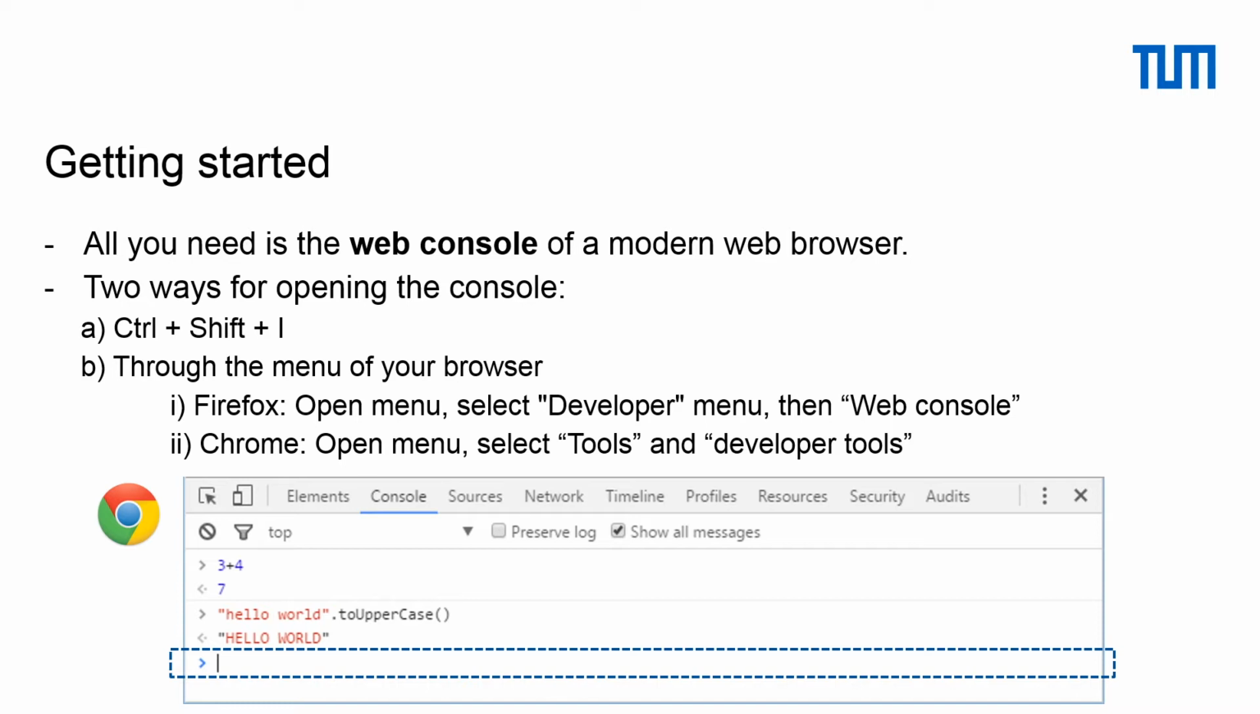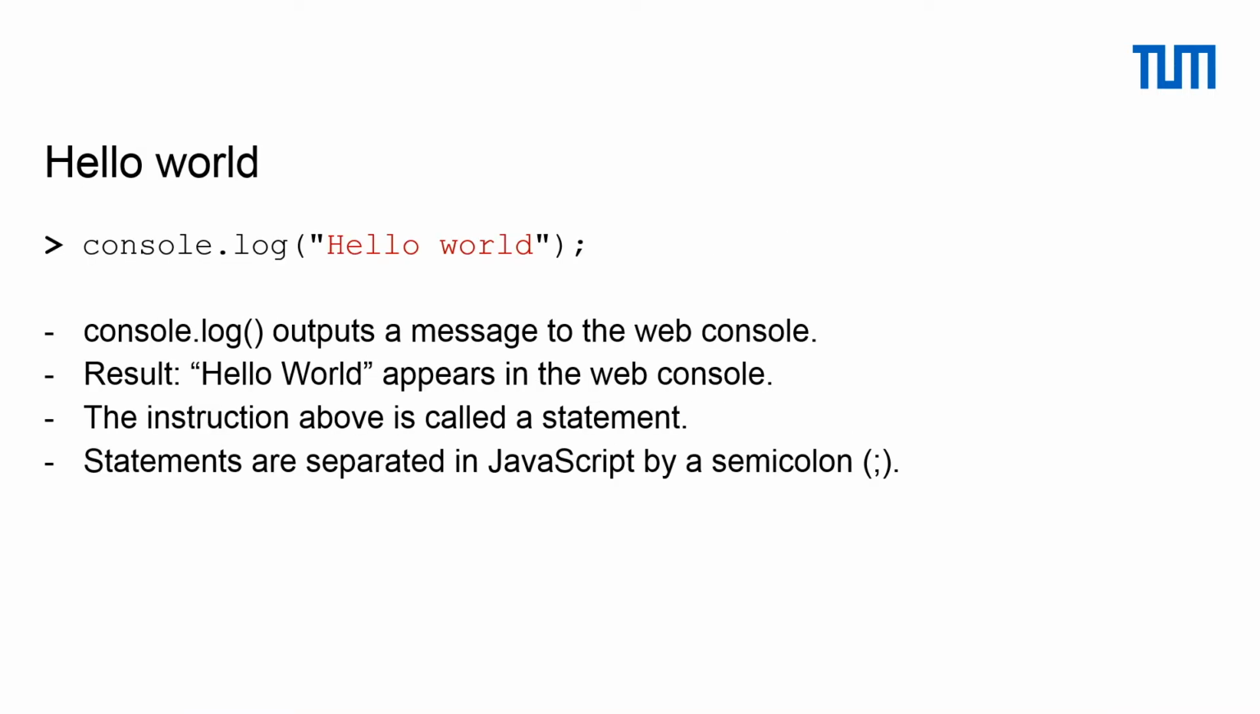Web console for you. The Web console appears at the bottom of the browser window and the command line, framed in the blue box on the figure, will be ready for you to enter the JavaScript code. You can try out the console by typing the instruction console.log hello world, and you will see hello world appearing in the console below your command.